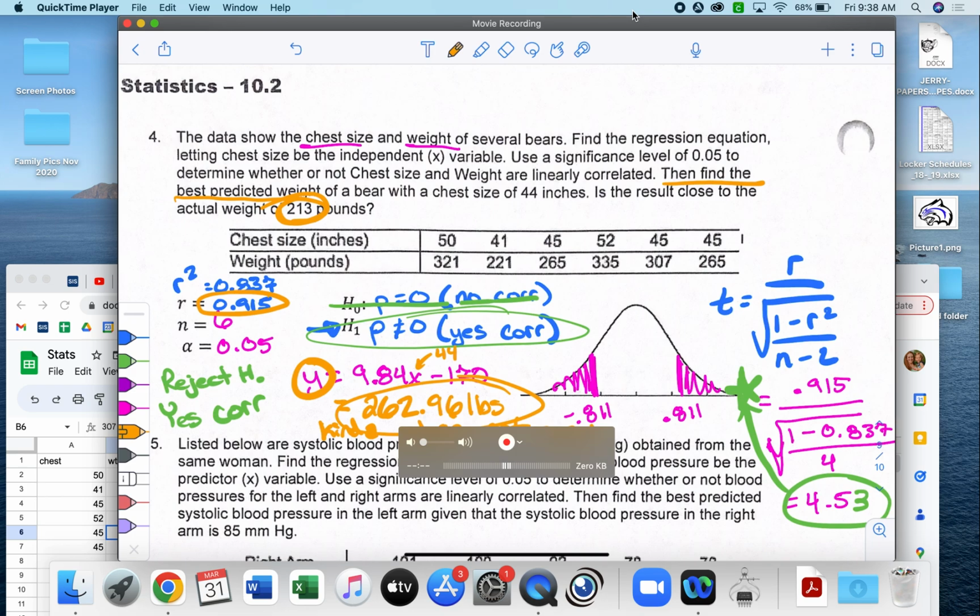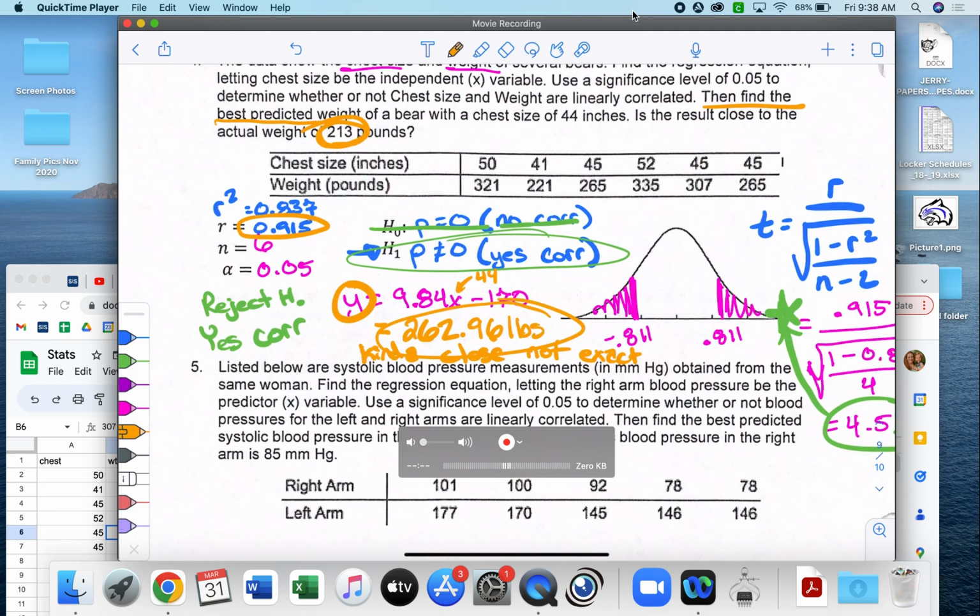All right. So same thing as what we were doing in 10.1, but then you have to answer some questions on top of that. Got it?